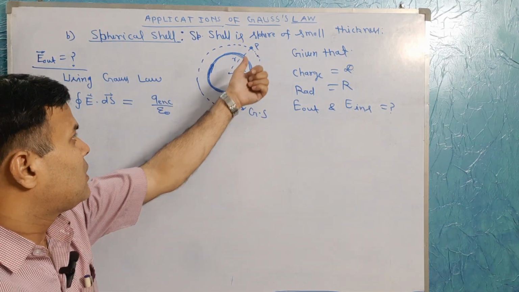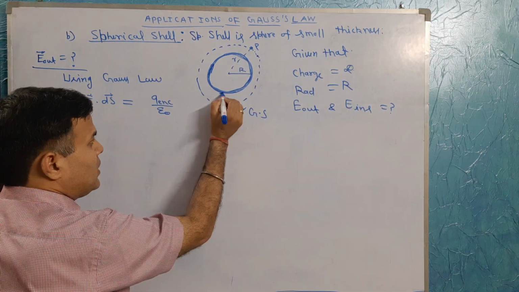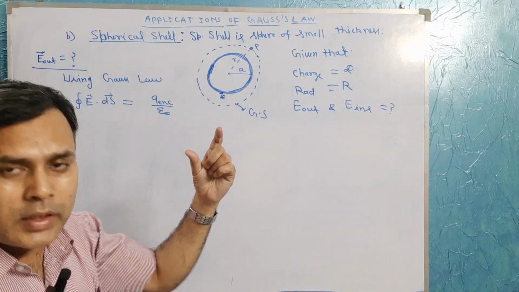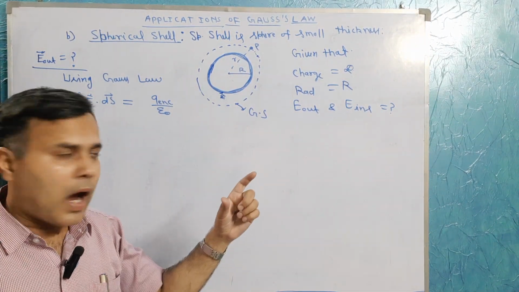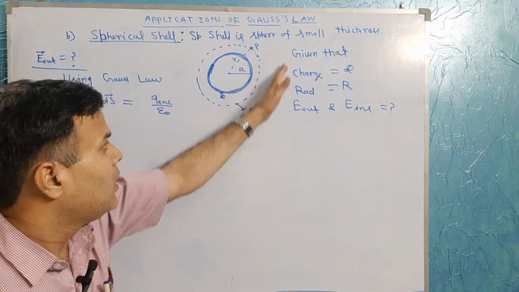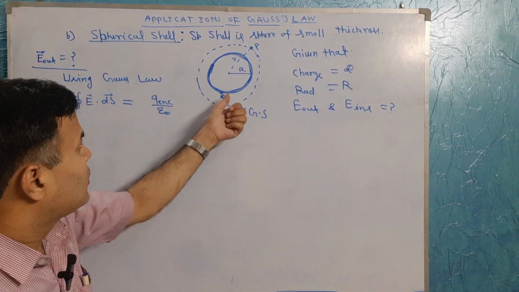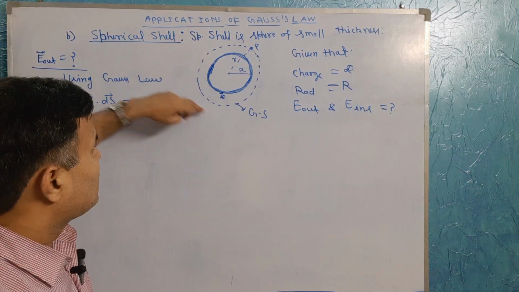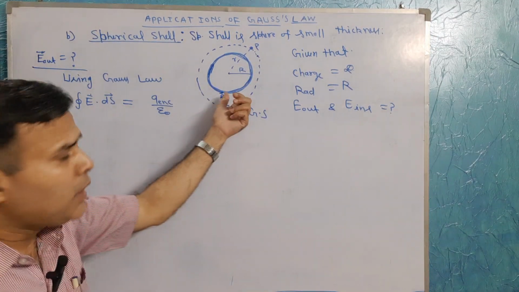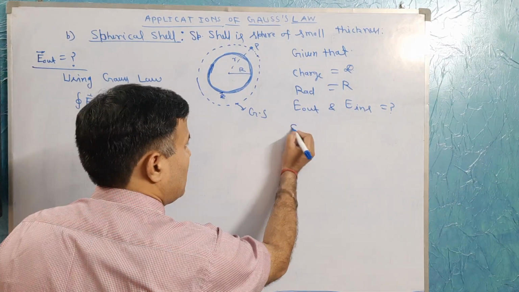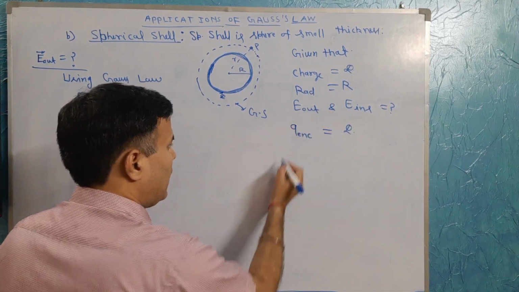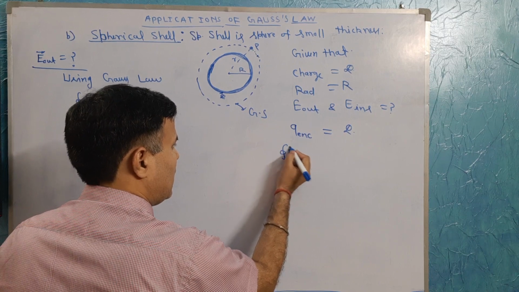Again, what is the charge enclosed? The spherical shell having a small thickness, charge Q, radius R. This is already given in the problem. So what is the charge enclosed in this Gaussian surface? Simply Q. The charge enclosed is simply Q. And what is E dot ds?